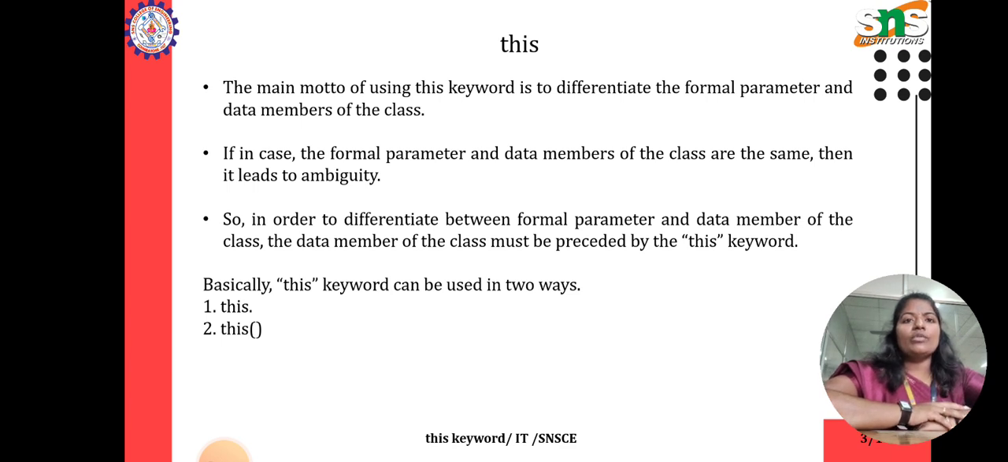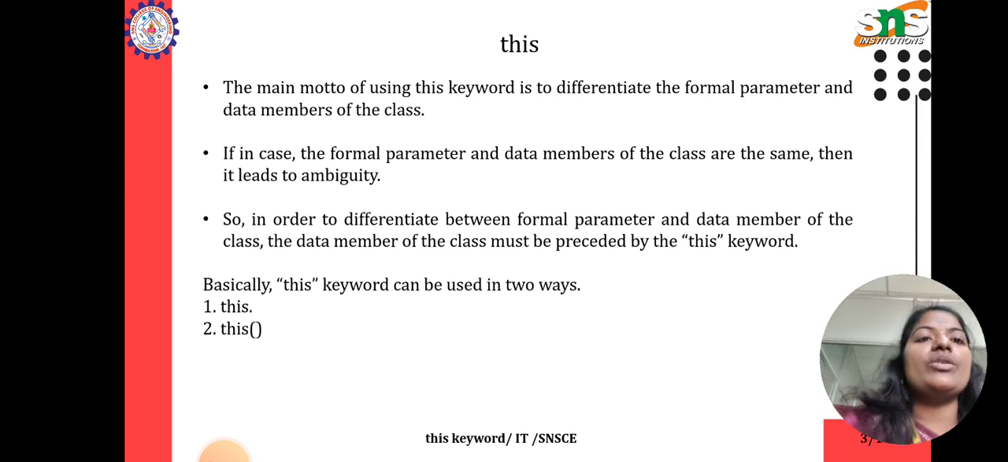The main motto of this keyword is to differentiate the formal parameter and the data members of the class. If the formal parameter and the data members of the class are the same, then it leads to ambiguity. So, in order to differentiate between formal parameter and the data member of the class, the data member of the class must be preceded by this keyword.